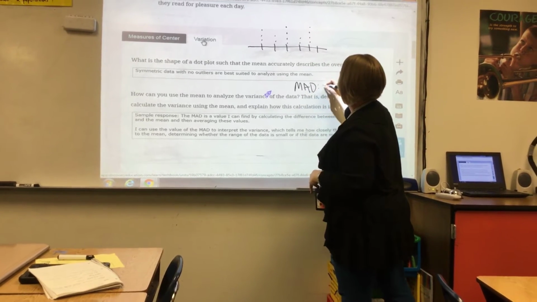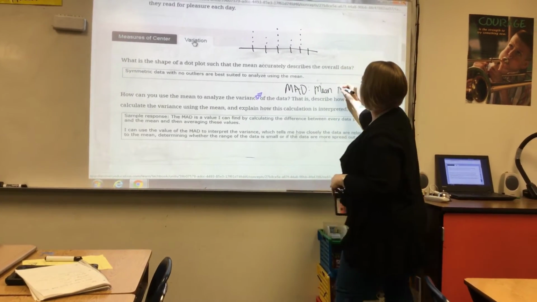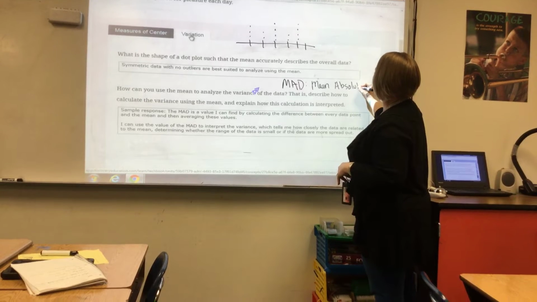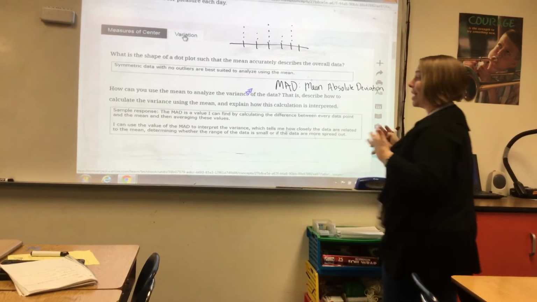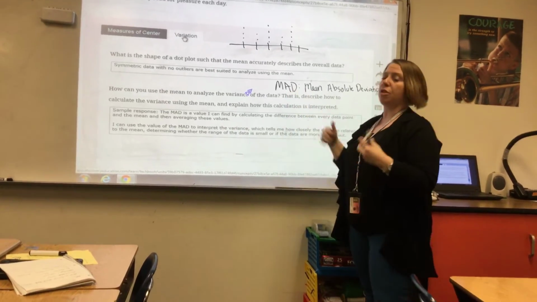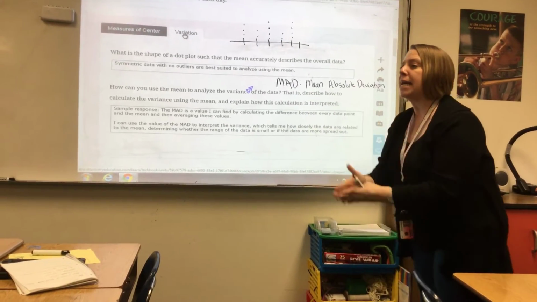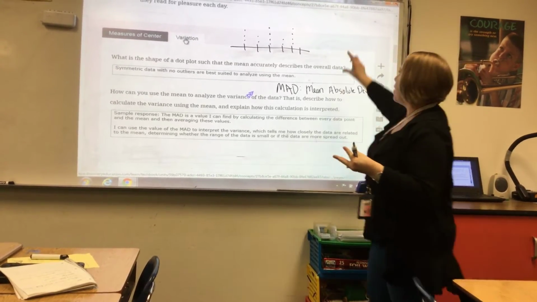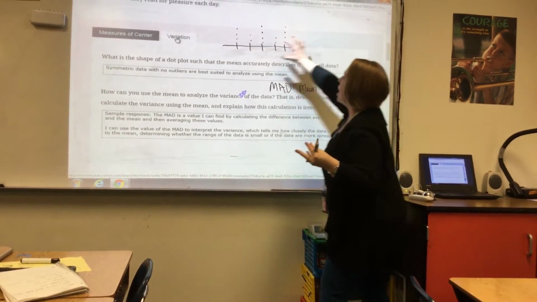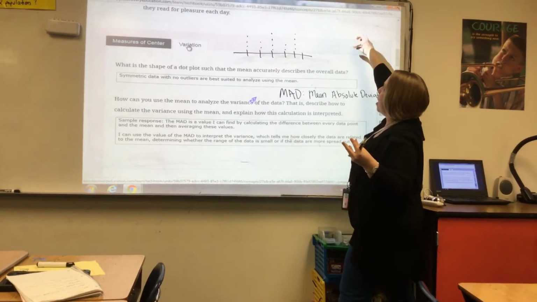When you see the word MAD, it means mean absolute deviation. And we're going to learn later how to calculate that. But basically, the MAD tells you, is the mean a really good number, or is the mean kind of skewed? If I have some really high scores up here, it's going to make the average, the mean, come out higher.